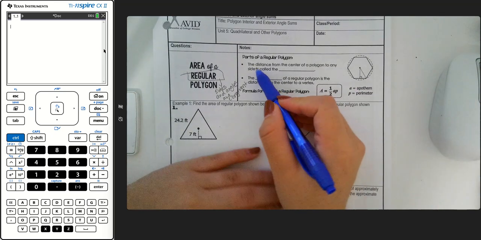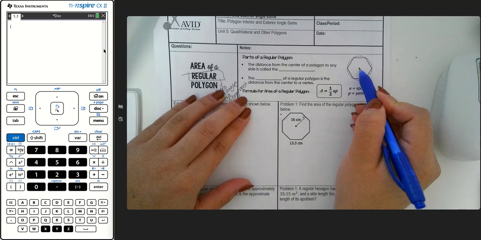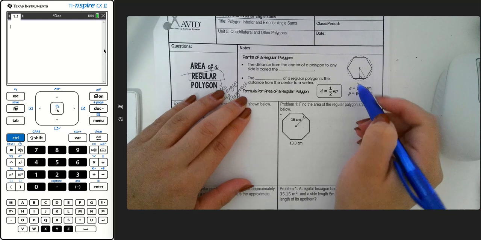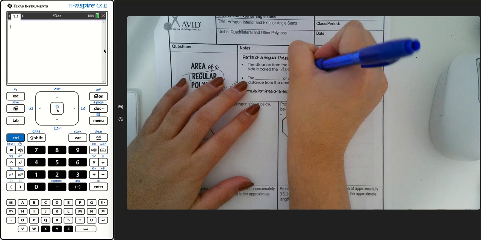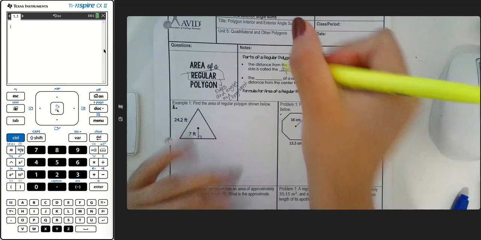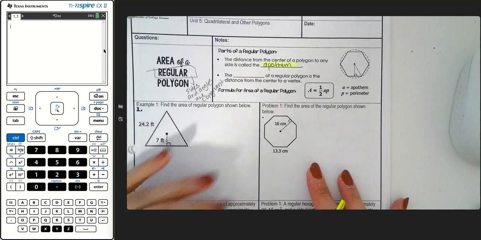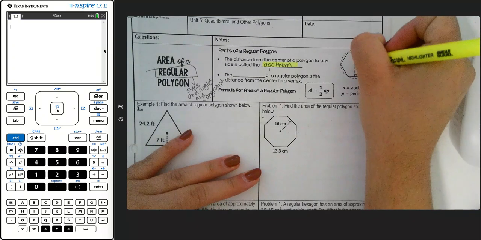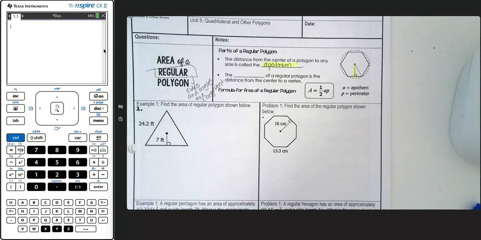In here, you need to know that the distance from the center of the polygon to any side is called the apothem. Okay, what is the apothem? Remember, the apothem is the line that gives you the distance from the center to the side. So this one right here will be the apothem. The distance of that line will be the apothem.